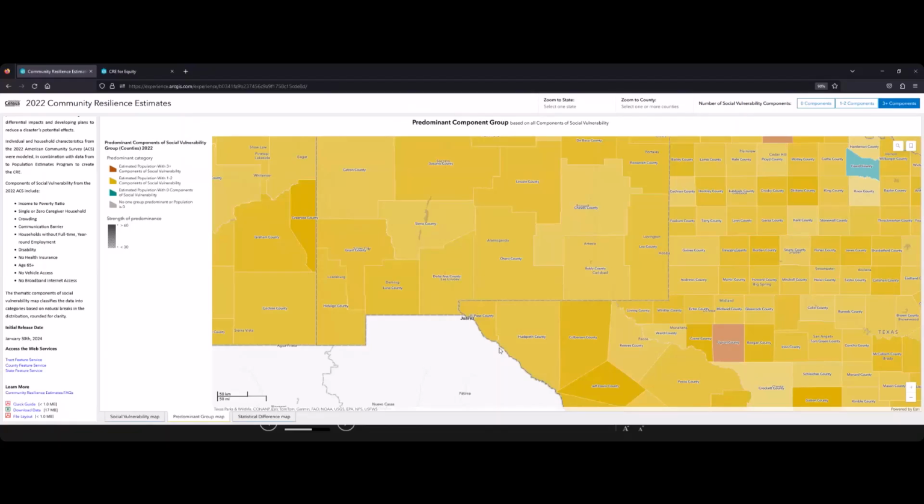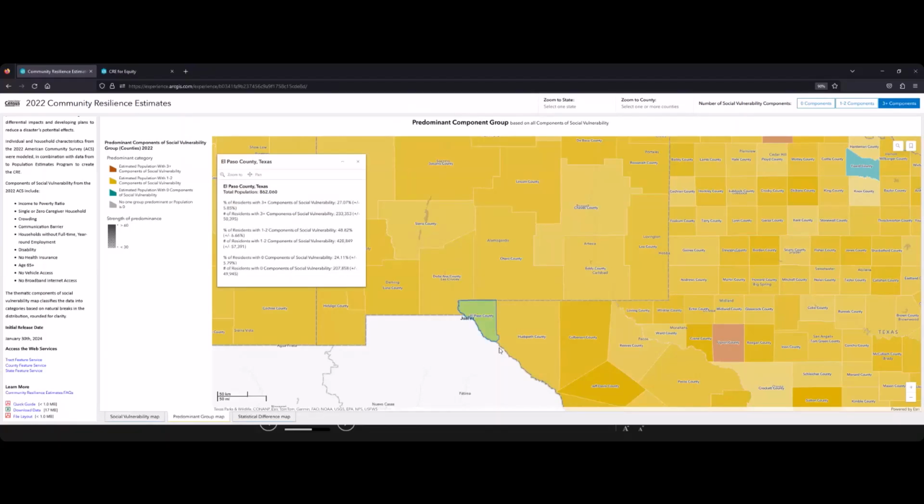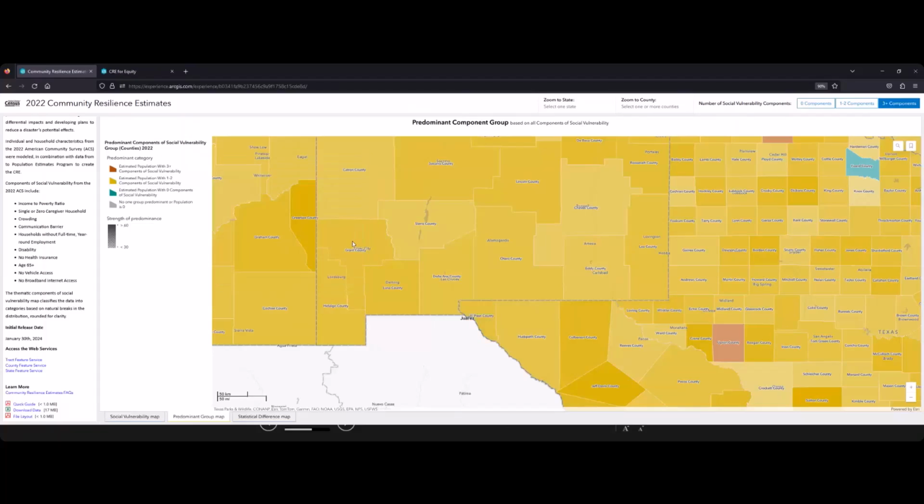If we click on it, once again, we have a pop-up window, and we will have the estimates for the three different groups, and of course, these are the same numbers that we saw on the previous map: 27% for the 3+ components of social vulnerability, 48.8% for 1 or 2, 24% for 0 components of social vulnerability. We can take a look quickly at other examples.